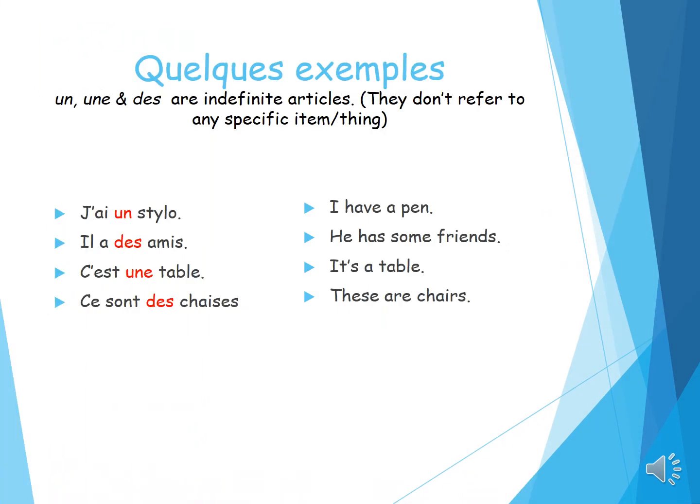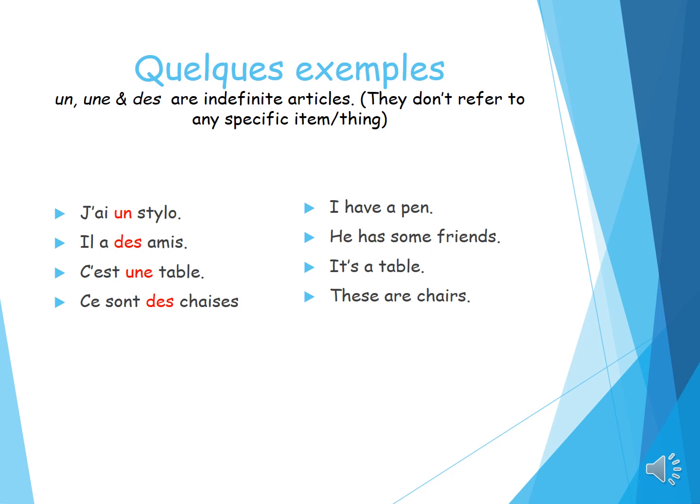Let's have some examples with un, une, des. And you must know that these are indefinite articles and they don't refer to any specific item or thing. So we have the first example, j'ai un stylo, I have a pen. Il a des amis, he has some friends. C'est une table, it's a table. Ce sont des chaises, these are chairs.